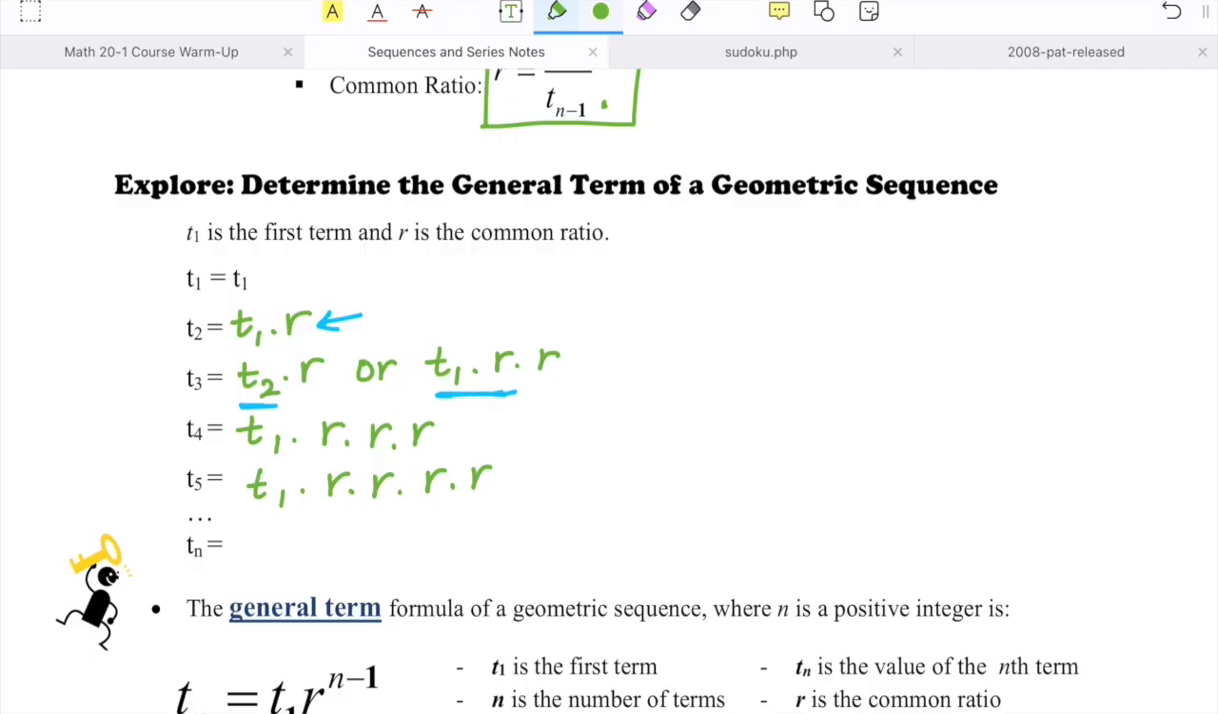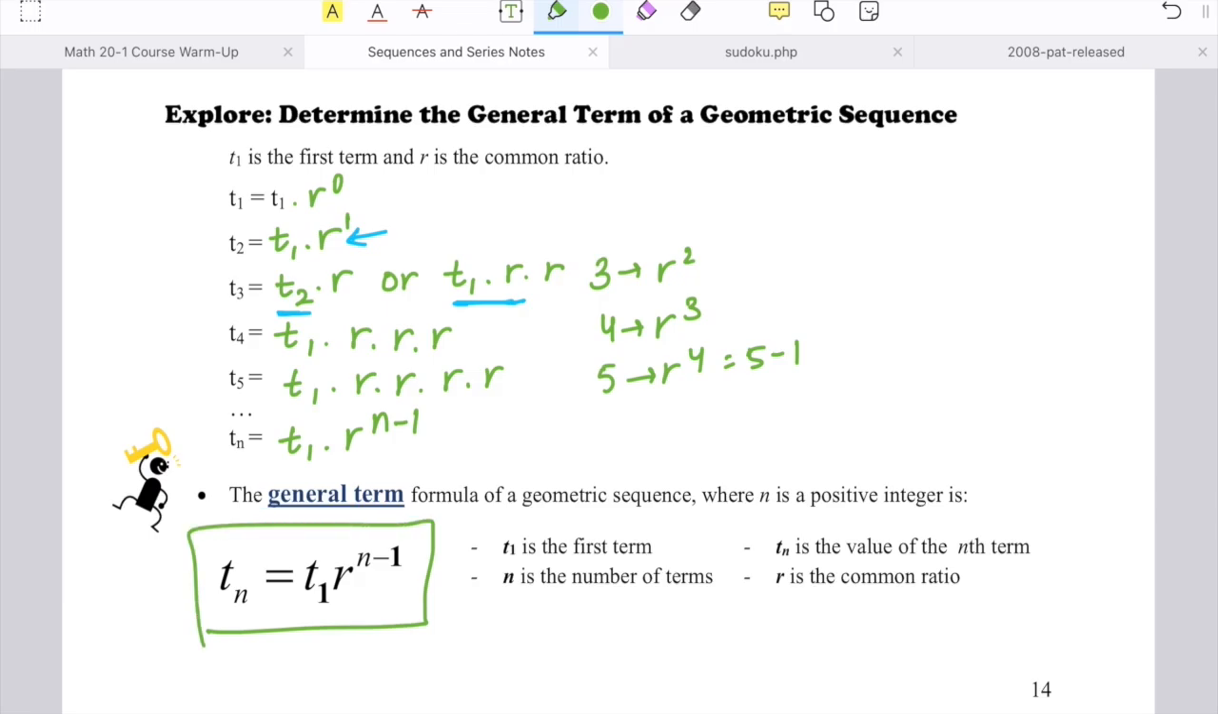T1 times R. Okay, the way we can figure it out is when we have T1, we don't have anything on R, right? Like R is to the power of 0. For term 2, the power is 1. For term 3, there are 2 R's, so it'll be R squared. For 4, it's going to be R cubed. For 5 it's R to the 4, so it'll be R to the n minus 1. Because 4 is just 5 minus 1. 3 is 4 minus 1. So that is the formula that we'll use to figure out the general terms. Okay? And it'll be given to you in the formula sheet.